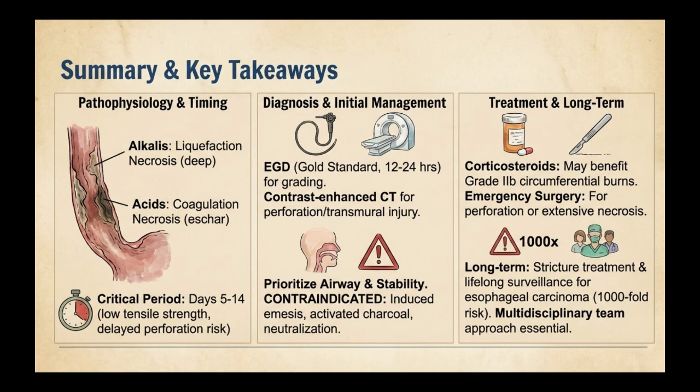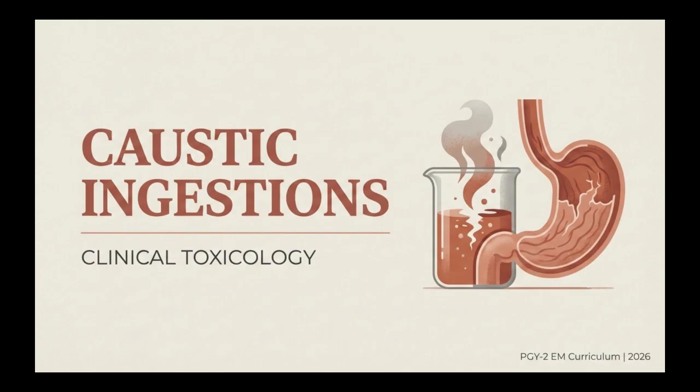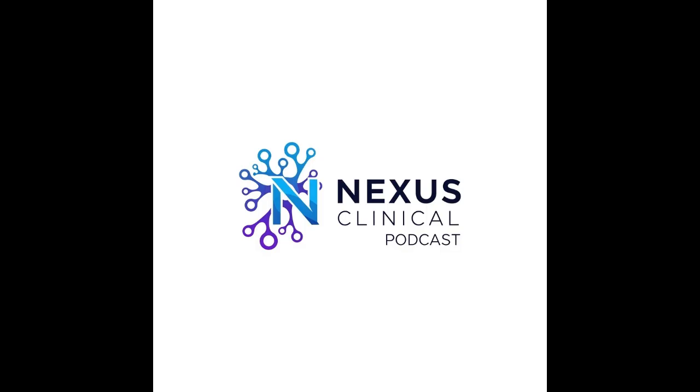Long-term management primarily involves treating strictures with endoscopic dilation, or surgically for refractory cases. Lifelong surveillance for esophageal squamous cell carcinoma is also necessary, as the risk is significantly increased by 1,000-fold in patients with Grade 2B or 3 injuries. Effective management of caustic ingestions requires a comprehensive, multidisciplinary team approach involving emergency, surgical, gastroenterological, and other specialists.